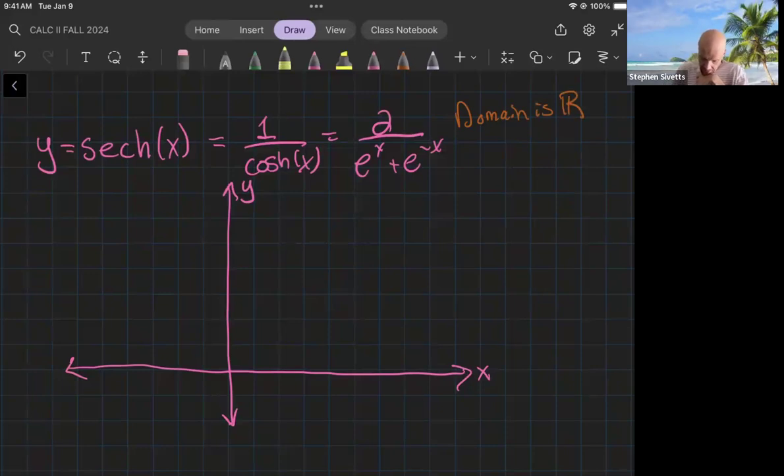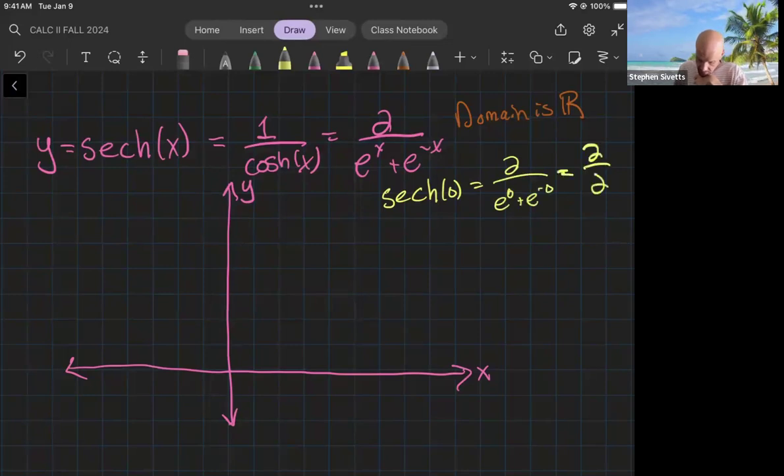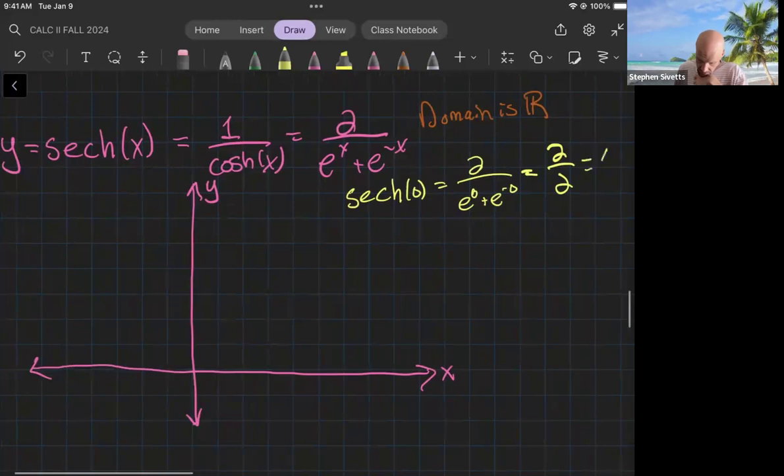The second thing is, if I want to look at the hyperbolic secant of 0, well, that would be 2 divided by e to the 0 plus e to the minus 0. Well, that's 1. So 2 over 2, which is 1, right? So secant hyperbolic at 0 is 1. So we'll cross at the y-axis at that point, okay?